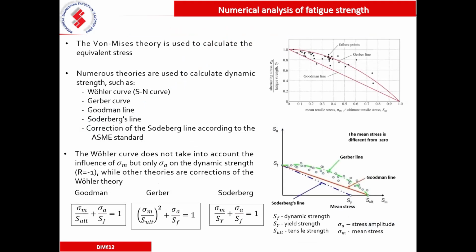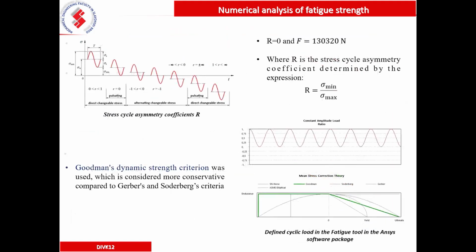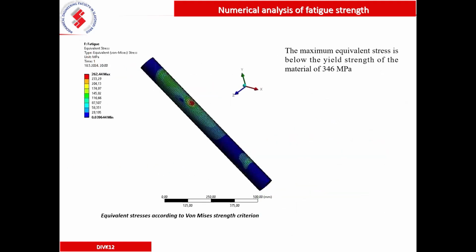we used some different theories to calculate the dynamic strength. In this paper, it was a combination of the Goodman, Gerber, and Soderberg models, very well known from fatigue theory. And here we used Goodman's dynamic strength criterion, which is considered more conservative compared to Gerber's or the Soderberg criteria. So just a few results.